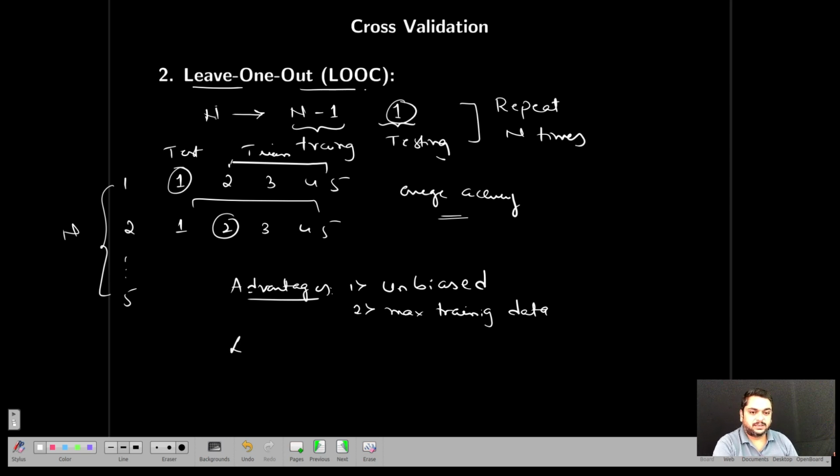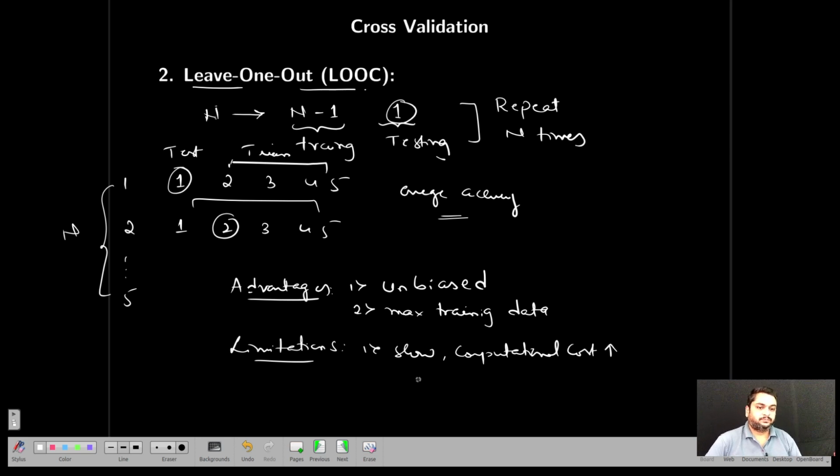Okay. What are its limitations? If you observe here, you have to repeat so many times. If the data set is very large, it becomes slow because it is computationally intensive. Computational cost is high. Okay. It may also sometimes induce high variance because there are too many points you are training.